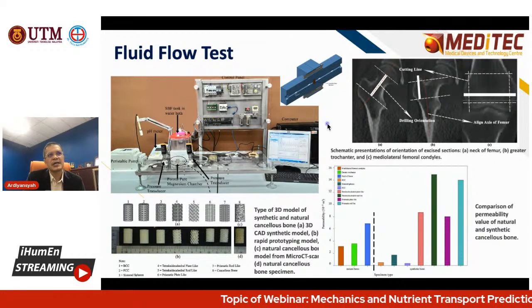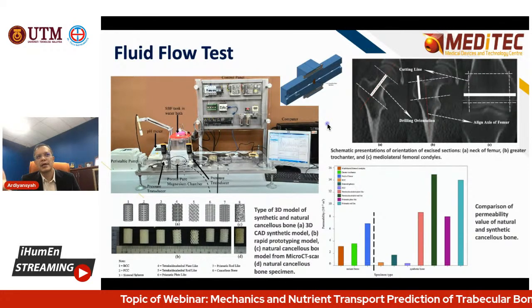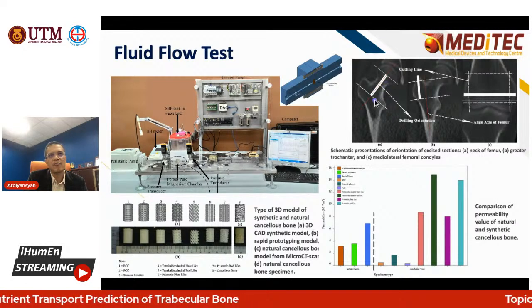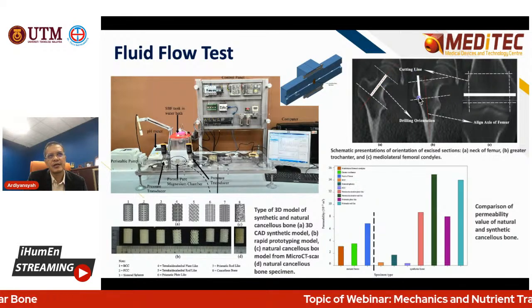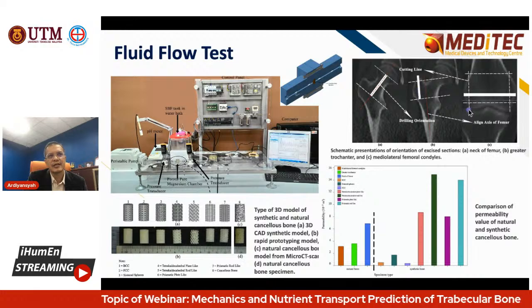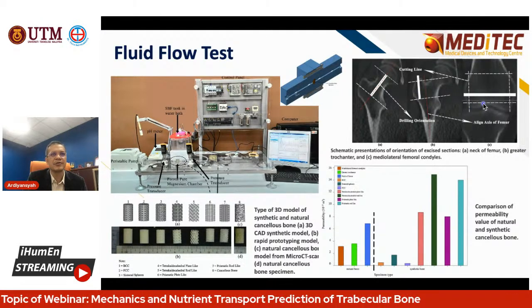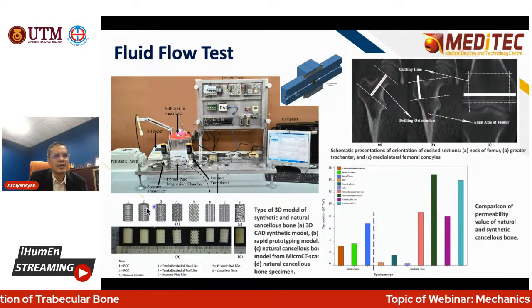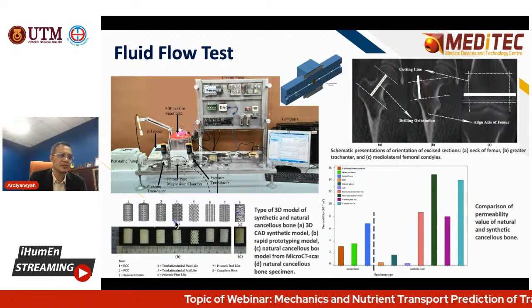Here we study multiple regions, and you can compare. Here is the neck, trabecular bone. Here is the trochanter, and this one is the mediolateral femoral condyle. After that we take the samples, then we compare. Here we also compare the natural cancellous bone with the synthetic cancellous bone.